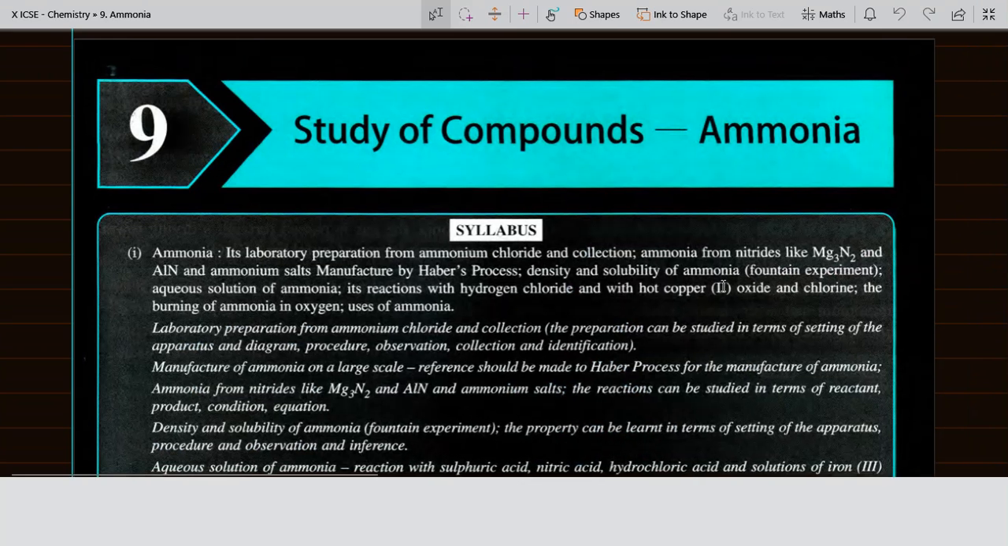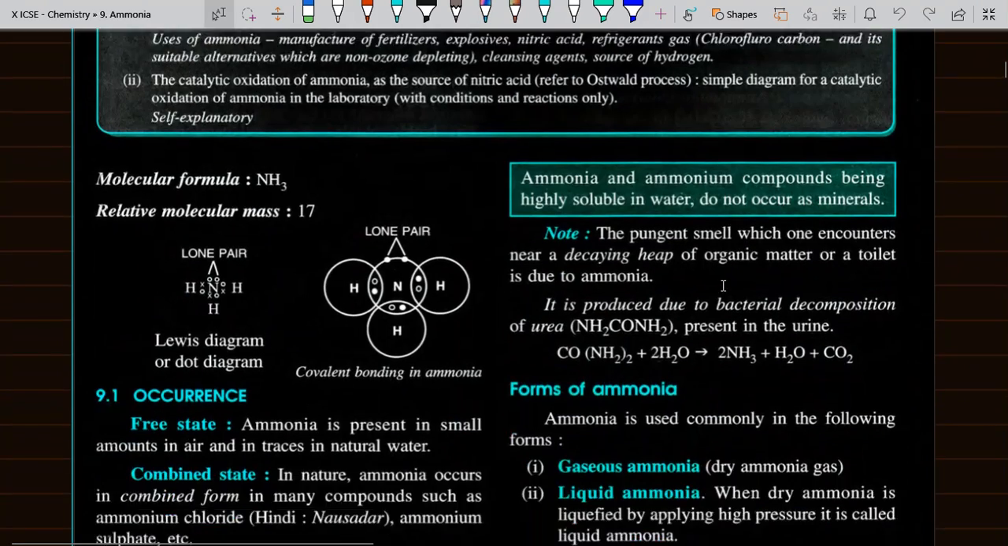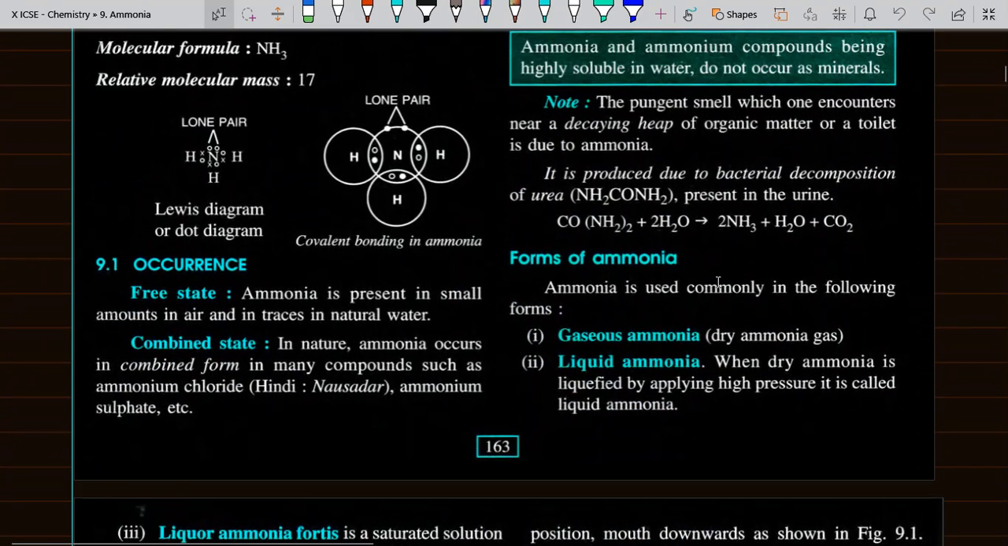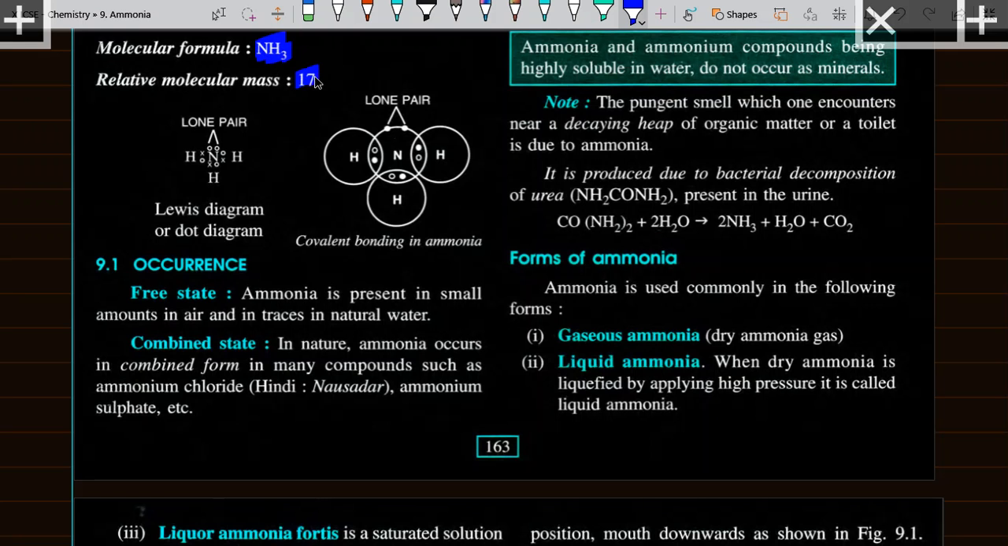So the next chapter is ammonia. Ammonia molecular formula NH3, relative molecular mass 17. This is the electron dot structure or Lewis dot structure. It has a lone pair of electrons. This is showing the covalent bonding in ammonia. It's a covalent compound.